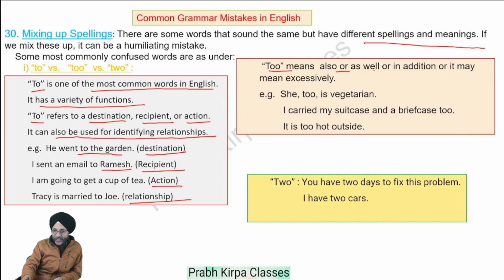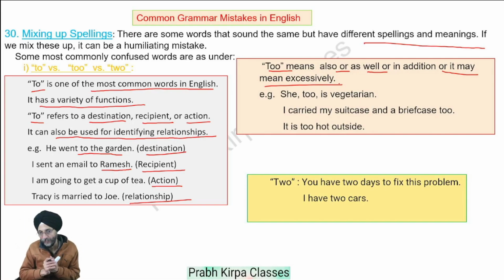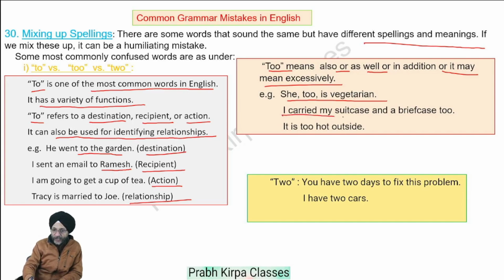Too means also or as well, or in addition, or it may also mean excessively. It is too hot outside. That is, it is excessively hot outside. She too is a vegetarian. Here too means also. She also is a vegetarian. I carried my suitcase and a briefcase too. Here too means in addition or as well.